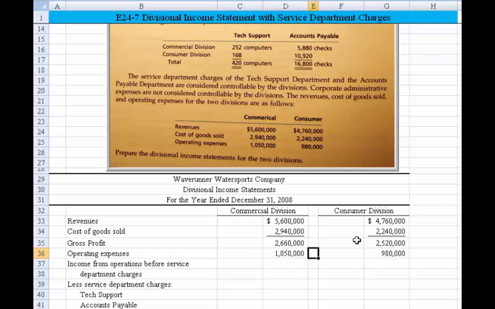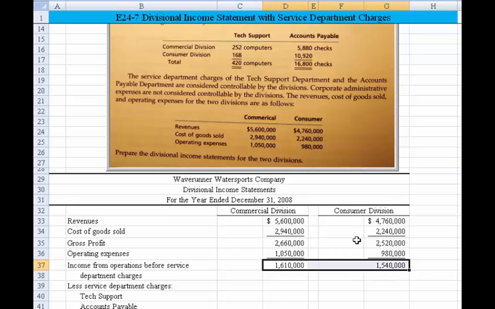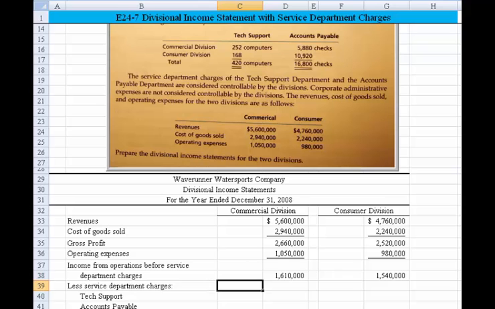Once we have that, we can compute income from operations before the service department charges. And again, if I just take that subtraction, I'm going to copy that. I think that'll work out right. Yep. See how that just takes the gross profit less the operating expenses? And we have the same formula there, so that works fine. The only thing is when the title goes to the second line, the proper way to format that would be to move it down. And that would be the correct way to do that. Then we need to do less the service department charges.